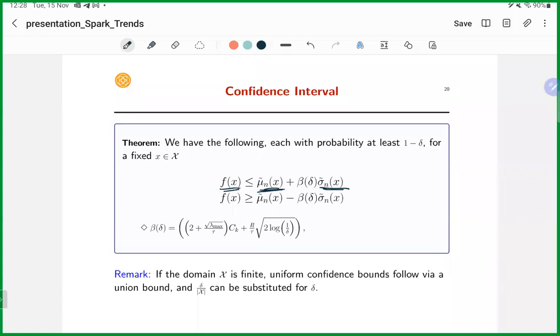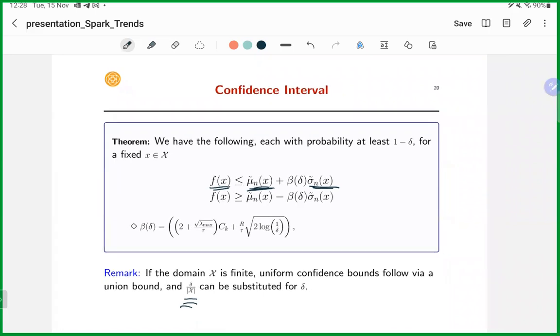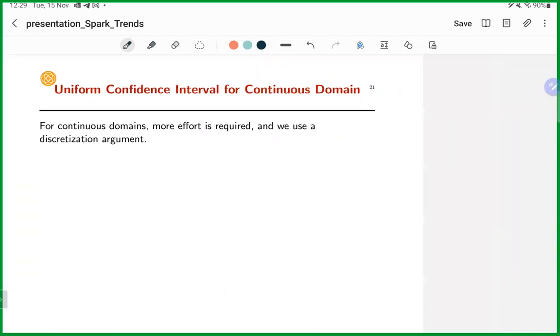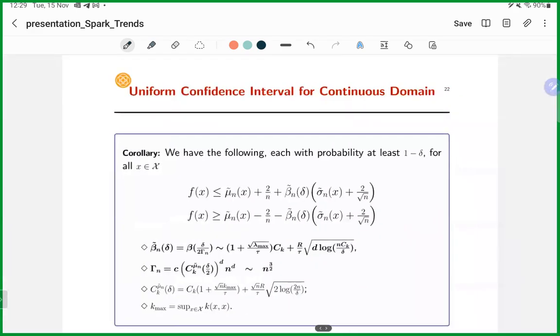This confidence interval holds true only for a fixed x. But if the domain is finite, so if there are only a finite number of x in the domain, we can extend this to uniform confidence intervals with a probability union bound. We only need to replace delta with delta divided by the size of the domain. If the domain is continuous, more effort is required, and we need to use a discretization argument to extend this confidence interval to uniform confidence intervals over the entire domain.